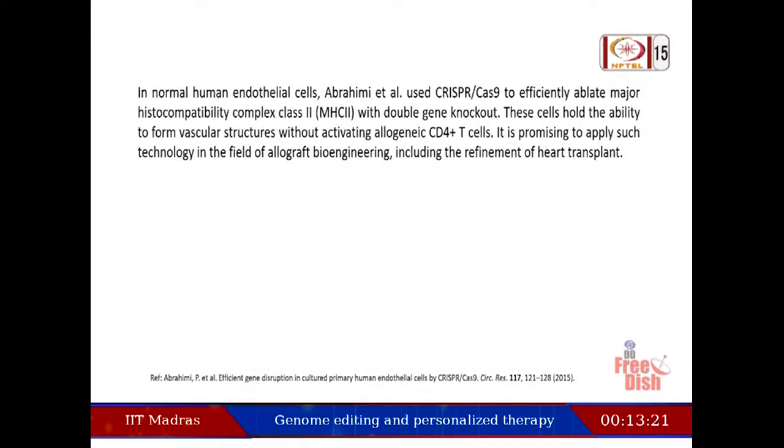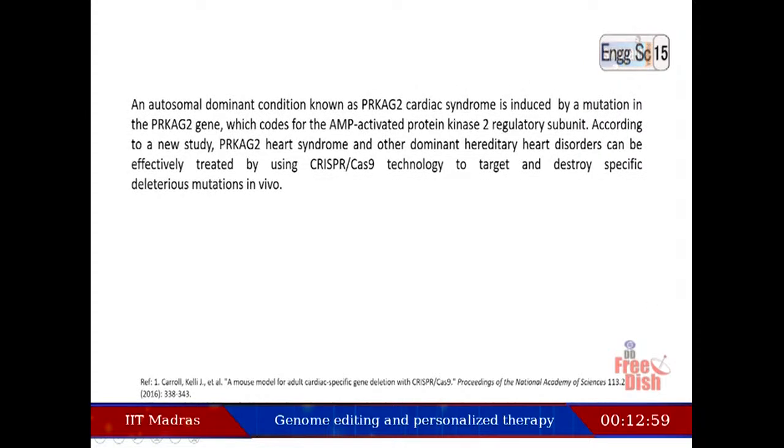In normal human endothelial cells, Abrahami et al. used CRISPR-Cas9 to efficiently ablate major histocompatibility complex class 2 with double gene knockout. These cells hold the ability to form vascular structures without activating allogeneic CD4 plus T cells. It is promising to apply such technology in the field of allograft bioengineering, including the refinement of heart transplant.